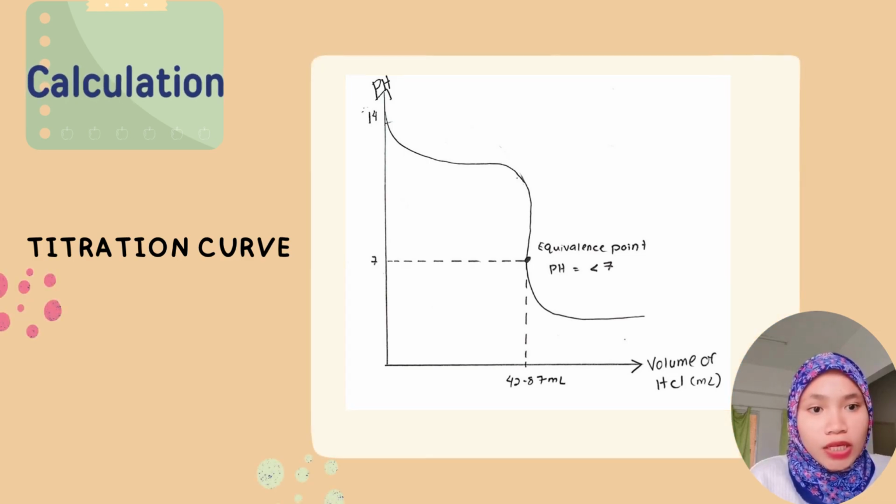Next is to sketch a titration curve for the above titration. This is a titration curve for a weak base and a strong acid. The weak base is Na2CO3, and the strong acid is HCl. First you have to sketch the curve, and take the equivalence point. For this, the equivalence point is at pH less than 7. Next, the volume of HCl is 42.87 ml.